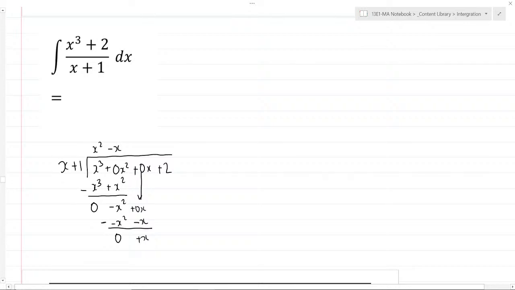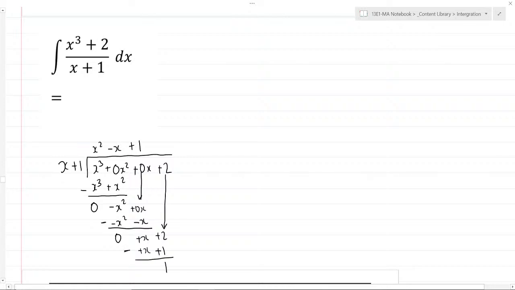So then x divided by x is plus 1. So then 1 times that is going to be plus x. Oops. Bring that down, should have. So then 1 times 1 is plus 1 as well. So if I subtract those, I'm just left with the remainder of 1.